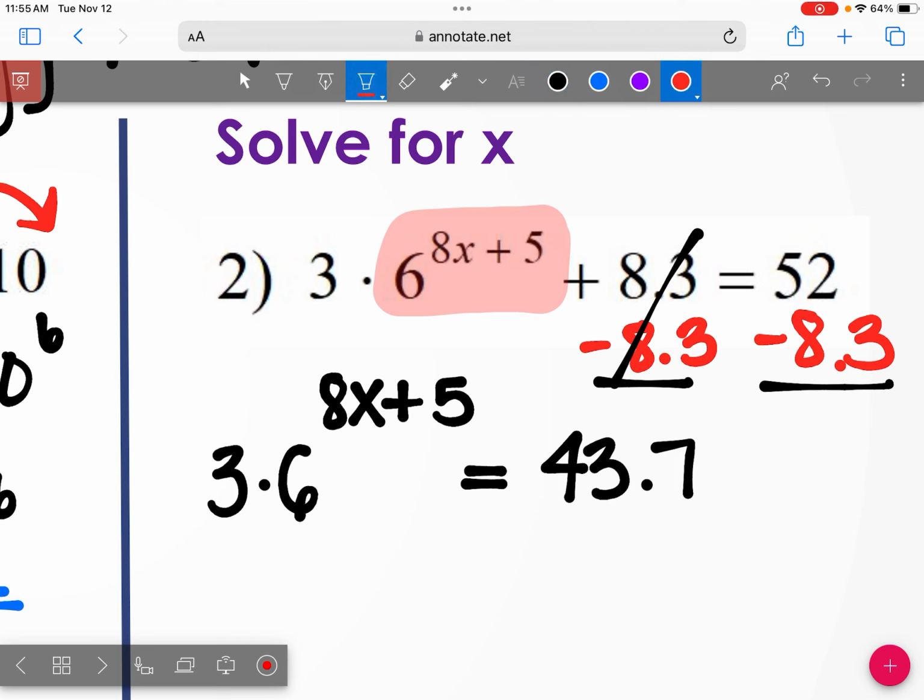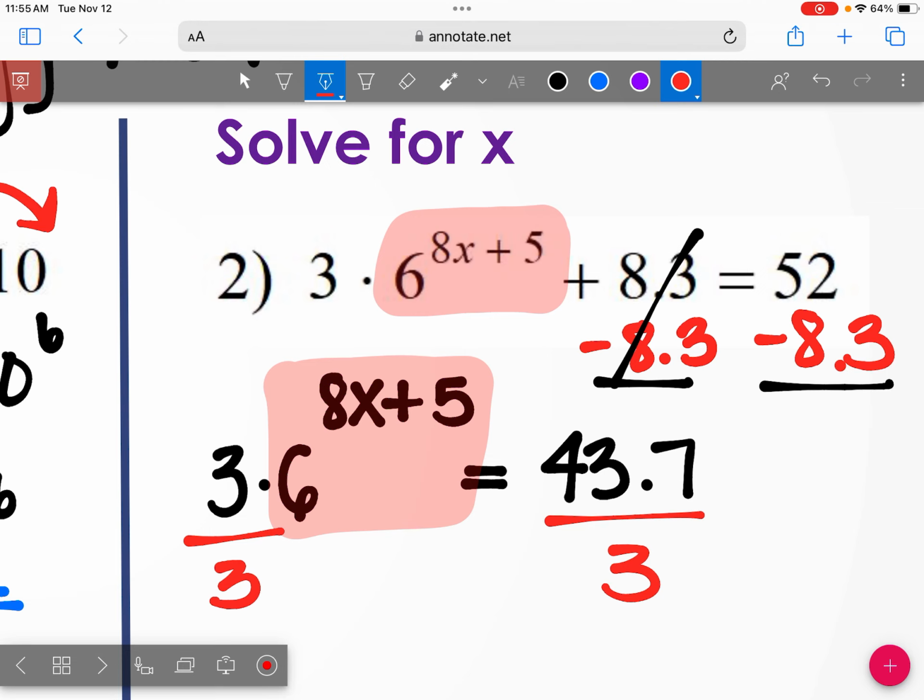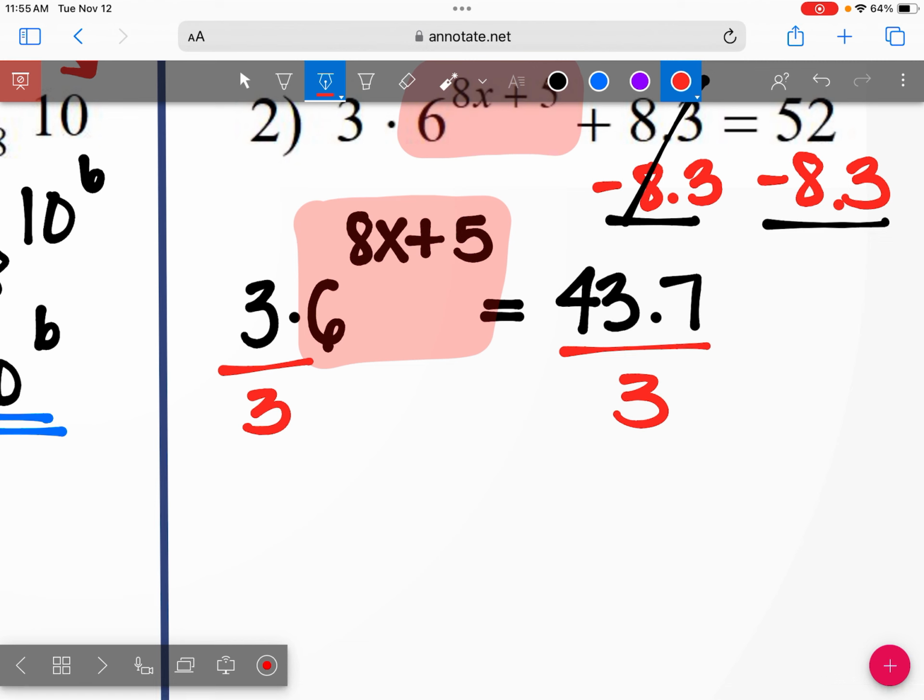All right, now we have a 3 that's being multiplied. Yeah, this has to be completely by itself before we can introduce our log. So let's go ahead and divide both sides by 3, and we'll round it to the thousands place. And that would be 14.567.